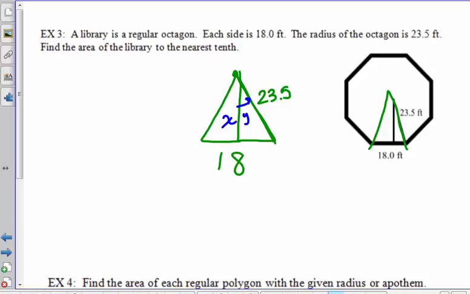First of all, we need to find out this angle measure, and we can do that because we know that there are 8 triangles, or 8 little angles inside of that circle. So I'm going to take 360 and divide it by 8. And I know that this whole angle right here has a measure of 45 degrees.